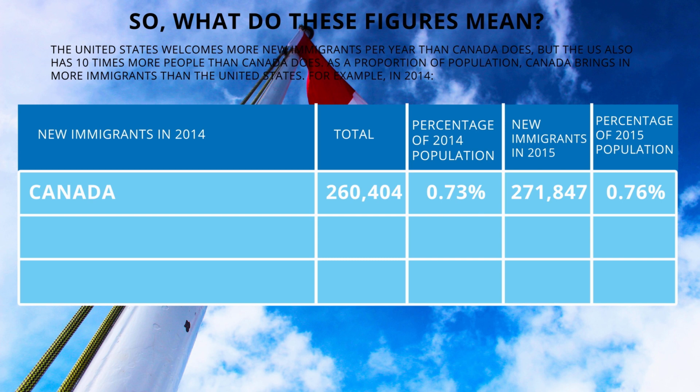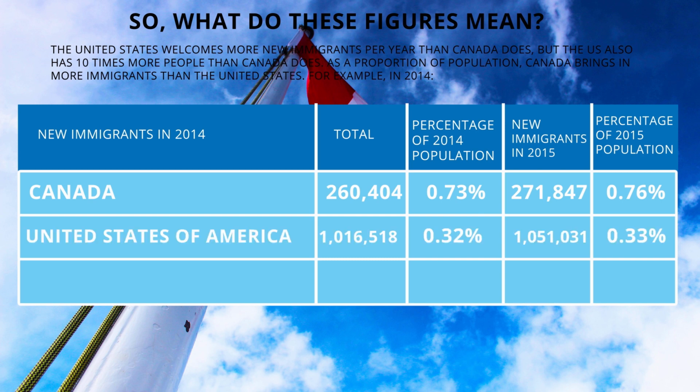New immigrants in 2014, United States of America, total 1,016,518, percentage of 2014 population 0.32%. New immigrants in 2015, 1,051,031, percentage of 2015 population, 0.33%. So whereas the raw numbers make it look like the United States welcomes way more immigrants per year, Canada welcomes far, far more immigrants per year as proportion of the population of the country. Which country has the more appropriate policy is another story.